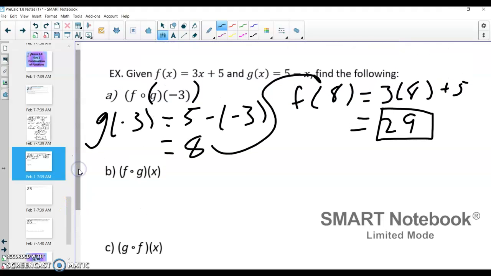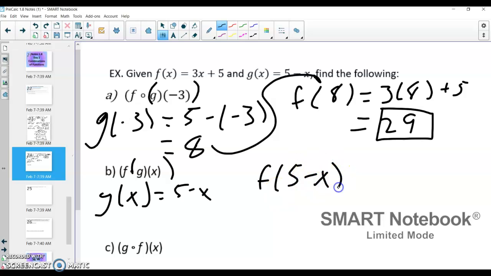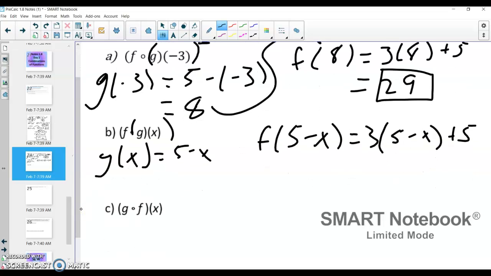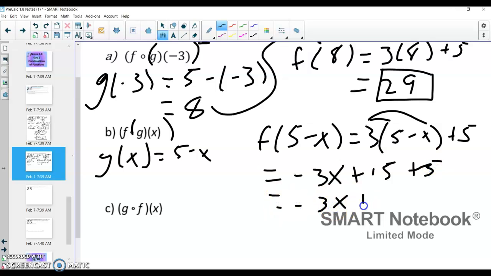Okay, then we have f composed of g of x. Again, g of x is equal to 5 minus x, and so that's what we're going to compose f of x with. So it's f of 5 minus x, which equals 3 times 5 minus x plus 5. We're again replacing x up here with my g function, and that is distributing in. That's going to give me negative 3x plus 15 plus 5, which gives me negative 3x plus 20 as my answer there.